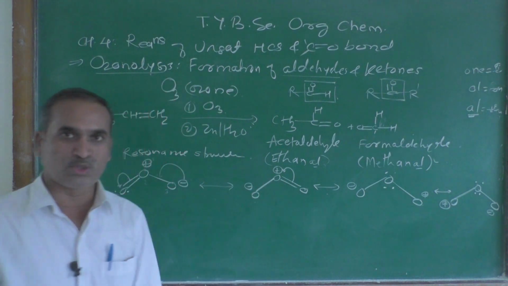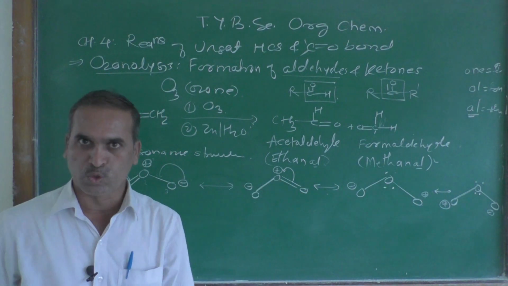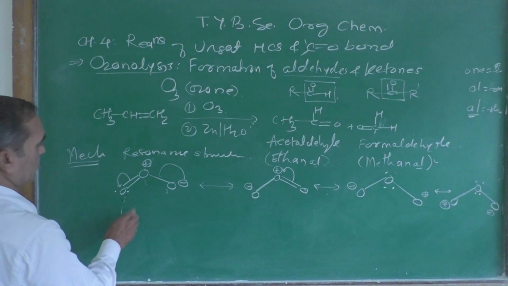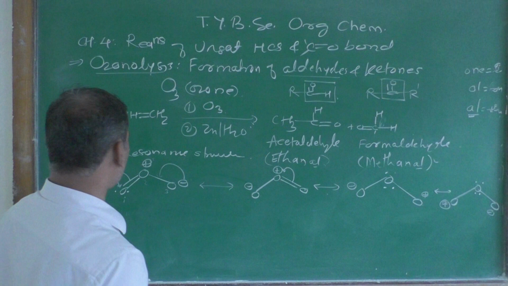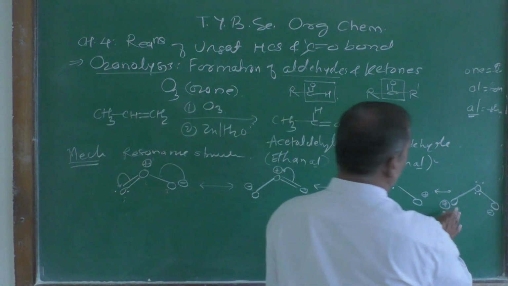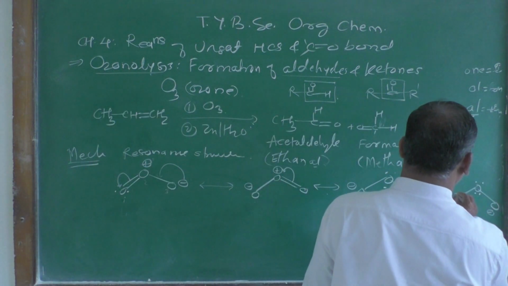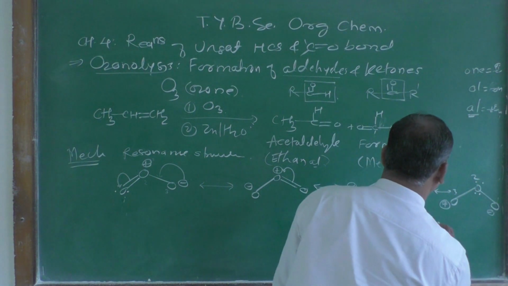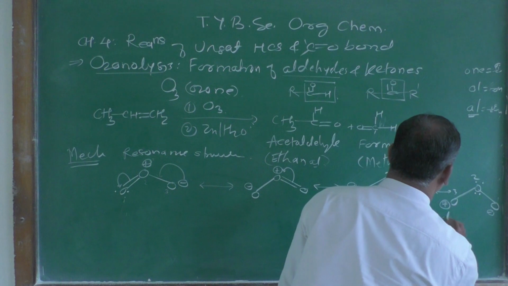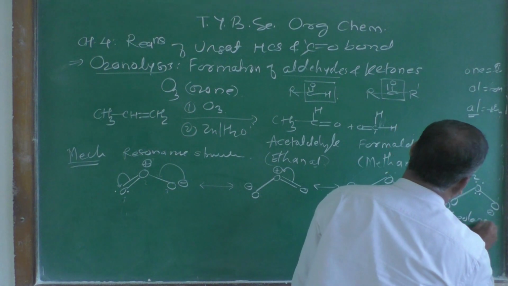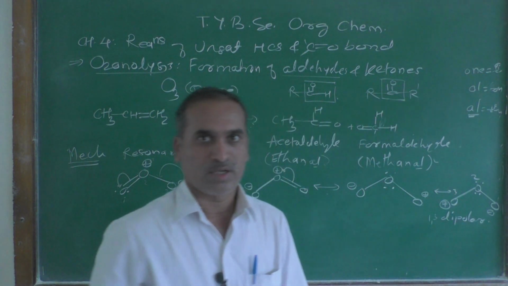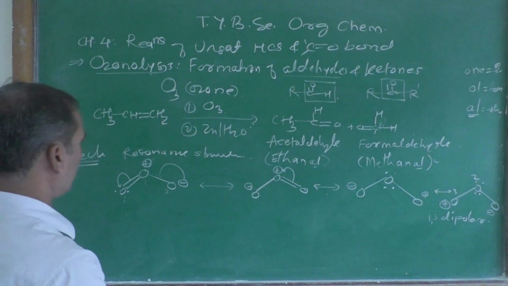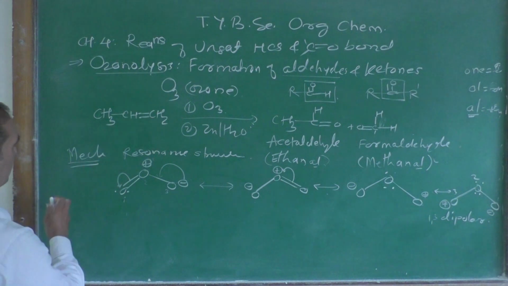So these are the resonating structures of the ozone molecule. This is known as a 1,3-dipolar compound. 1,3 means what? There are atoms 1, 2 and 3. Therefore, it is called a 1,3-dipolar compound, a 1,3-dipolar molecule. Now when 1,3-dipolar molecules are there, how does it attack?